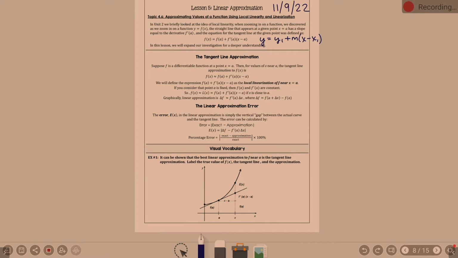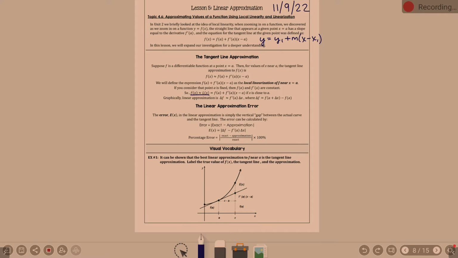Suppose f is differentiable at this point a. Then for values of x near a, f of x is approximately equal to the tangent line. Right there, that is our equation of the tangent line. And what that's saying is that anything on the tangent line is very close to the actual point, just not exactly. So you will notice it's f of x is approximately equal to. When we look at this visual down in example one, it'll help to make a little more sense. If you consider that point a is fixed and these other two pieces are constant, then you'll see this notation a lot where we talk about f of x being approximately equal to this linear approximation, which we're going to use L of x to stand for.